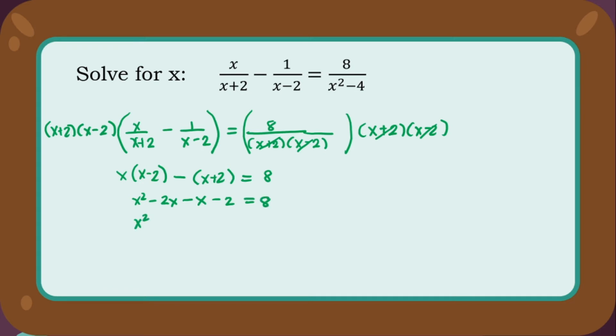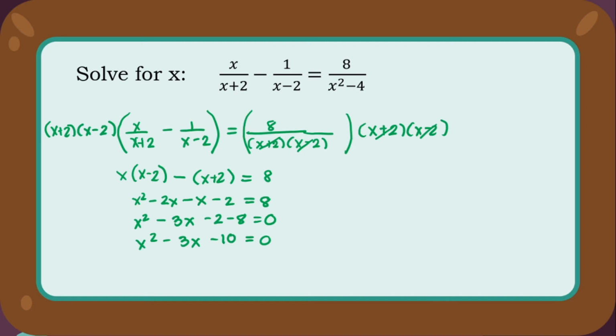So, x squared. Combine like terms. So, negative 2x minus x is equal to negative 3x. And then, transpose 8. So, negative 8 equals 0. Let us simplify the equation. So, this will now become x squared minus 3x minus 10 equals 0.